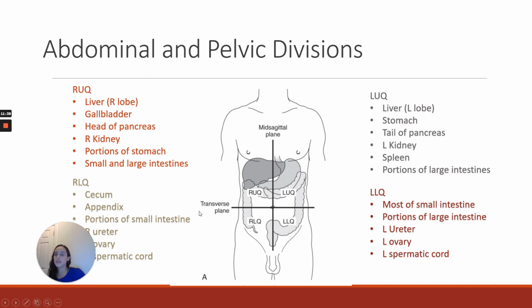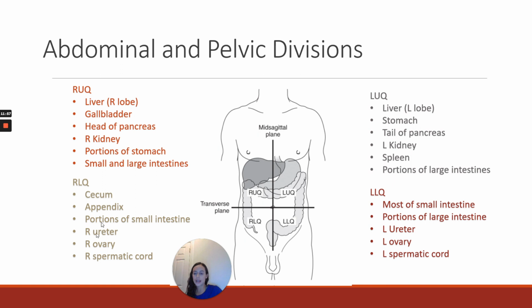And also, the quadrants are divided by 2 lines. They both meet at the umbilicus, but there's a transverse plane that goes horizontally through the umbilicus, and there's a mid-sagittal plane that goes vertically through the umbilicus. So please take the time to look at the anatomy that is within each one of the quadrants. It is important that you know that.